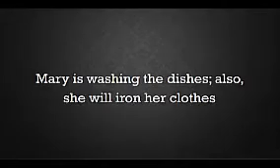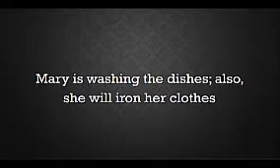A compound sentence contains at least two independent clauses, which are combined with a comma, a semicolon, or a coordinating conjunction. Let's see one example. Mary is washing the dishes. Also, she will iron her clothes.